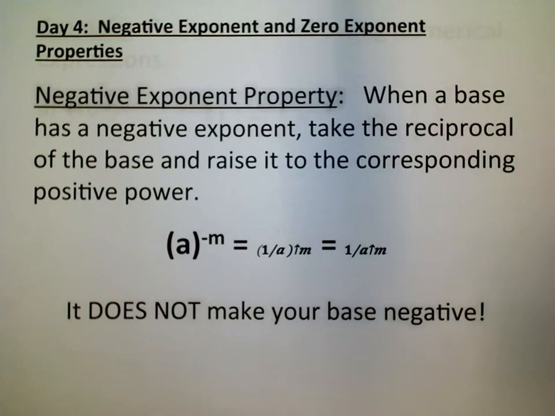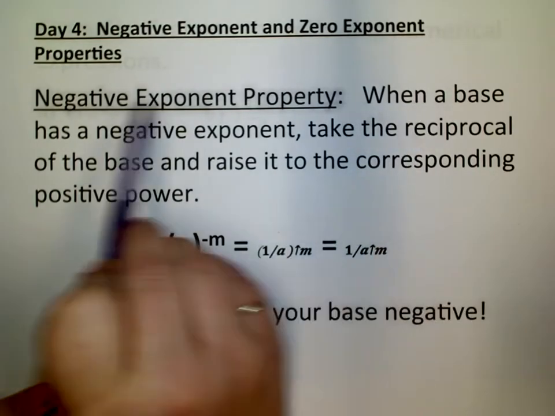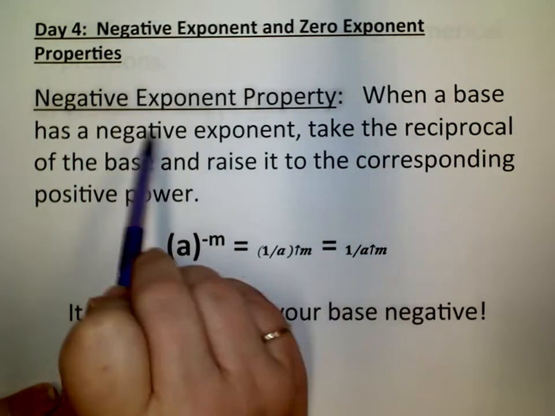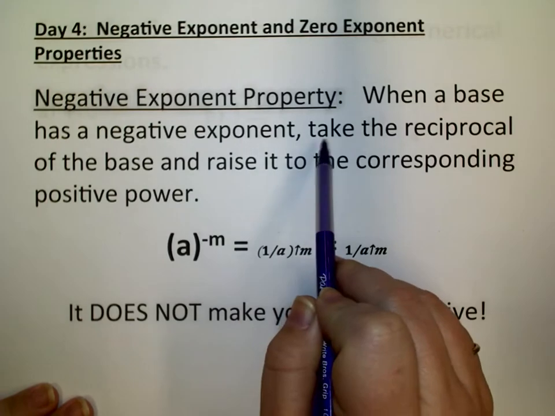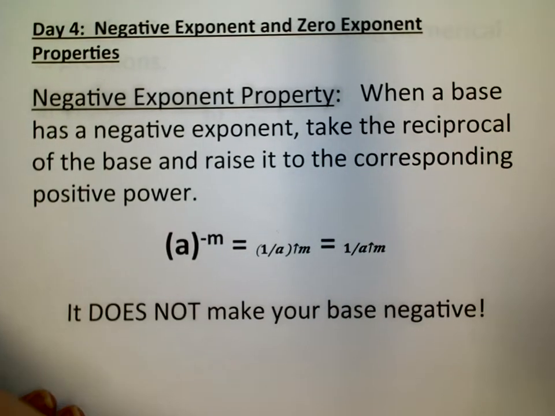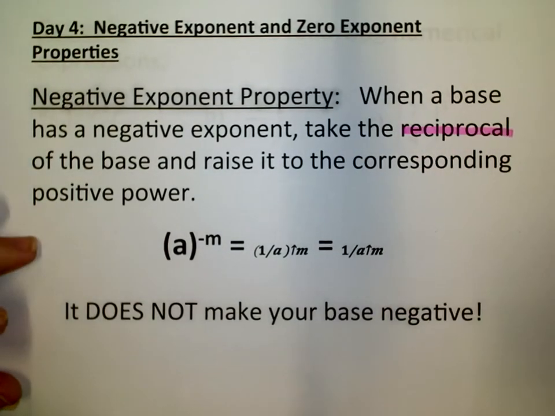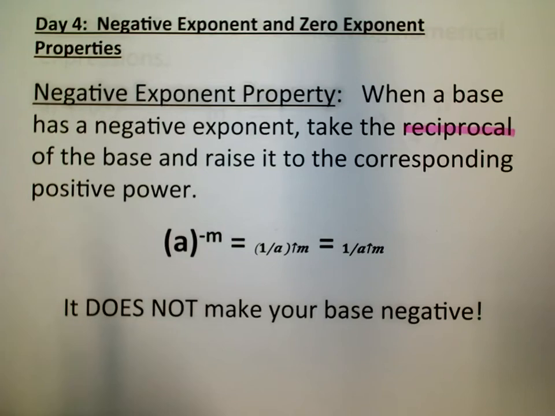Okay, we're going to talk about two more properties of exponents today, and the first one is negative exponents and what it is that they do. What a negative exponent does is, when you have a base that has a negative exponent, you end up taking the reciprocal of the base and raising it to the corresponding power. Now, the key word here is reciprocal. That's what is really important.